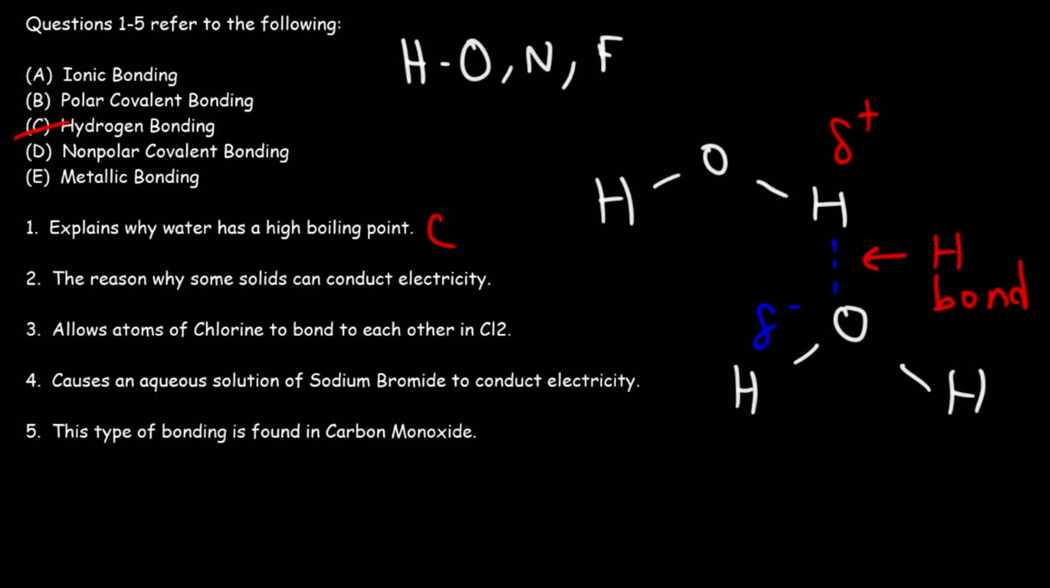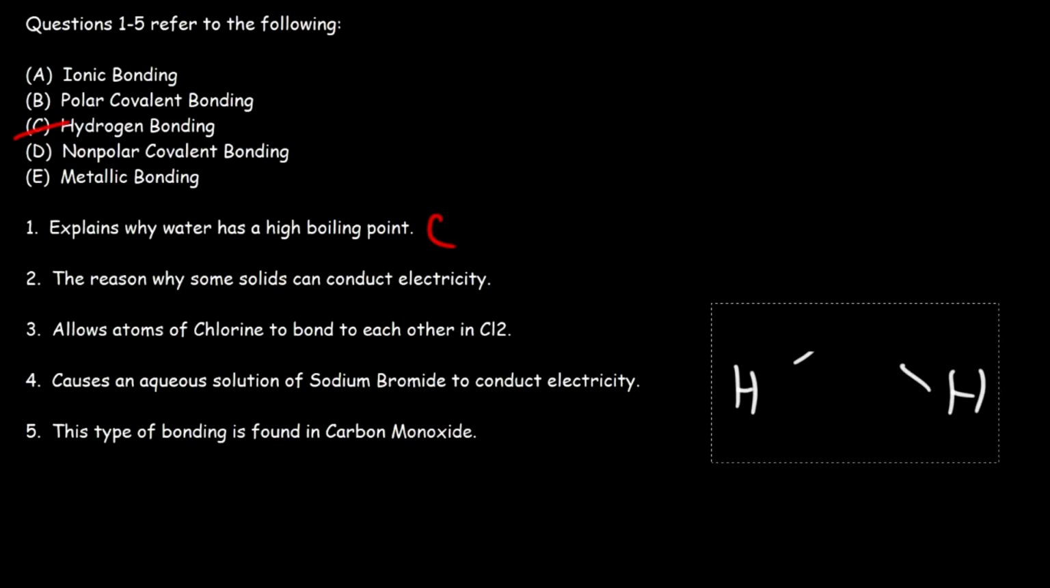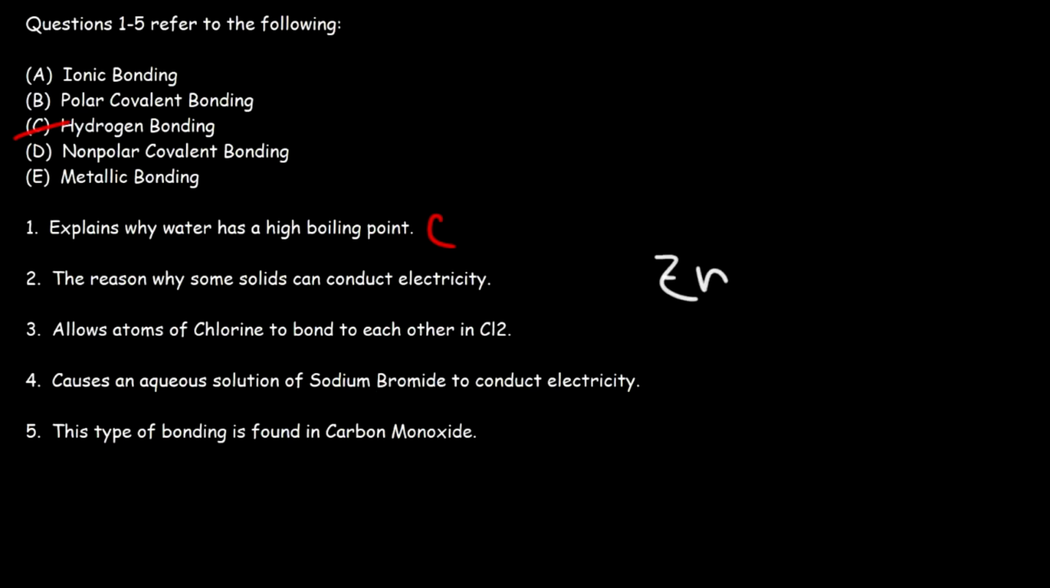Now let's move on to the next statement, number 2. The reason why some solids can conduct electricity is due to which of the 5 types of bonding listed above. So why do some solids conduct electricity? What type of solids conduct electricity? Metals conduct electricity. Metals such as zinc, copper, silver. These metals are highly conductive to electricity. So the answer is due to metallic bonding. So number 2 is E.